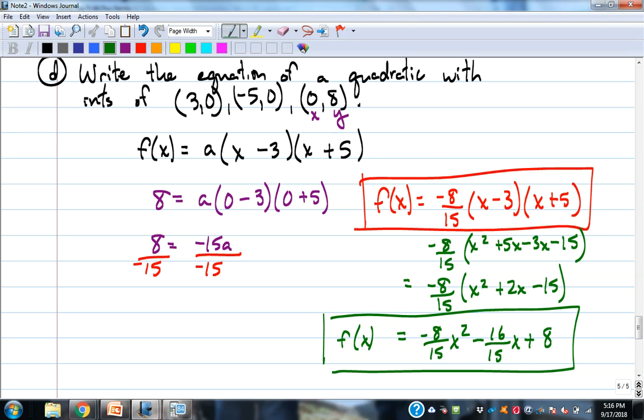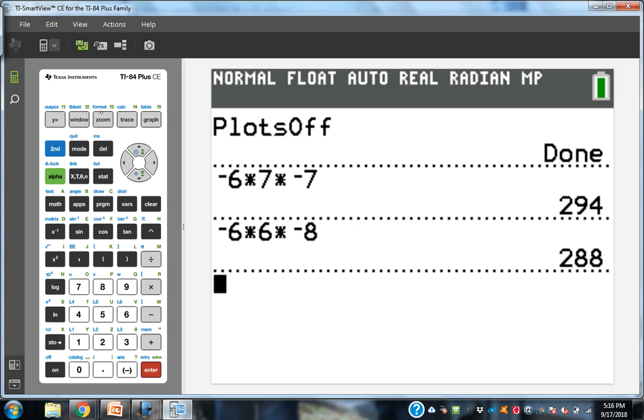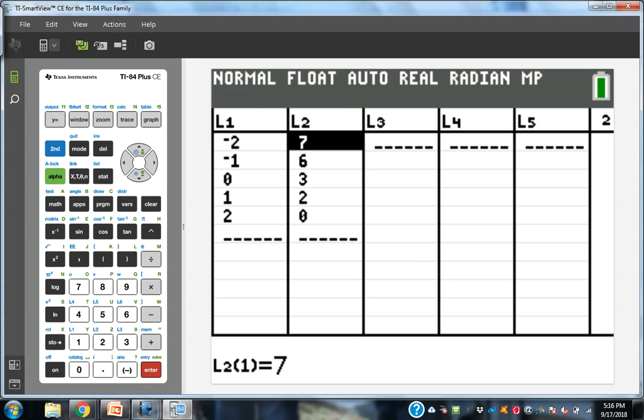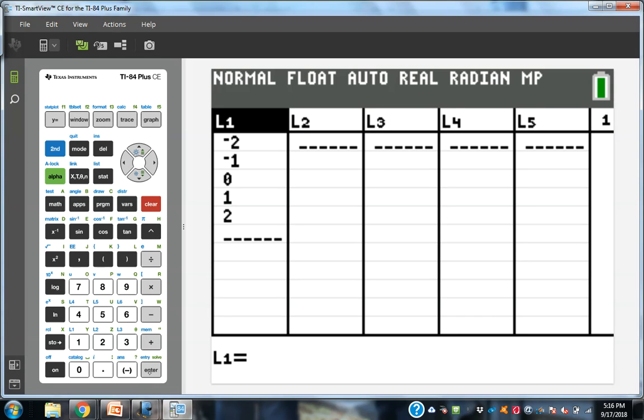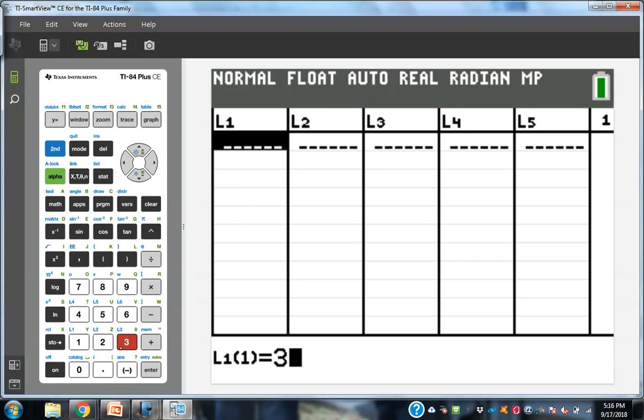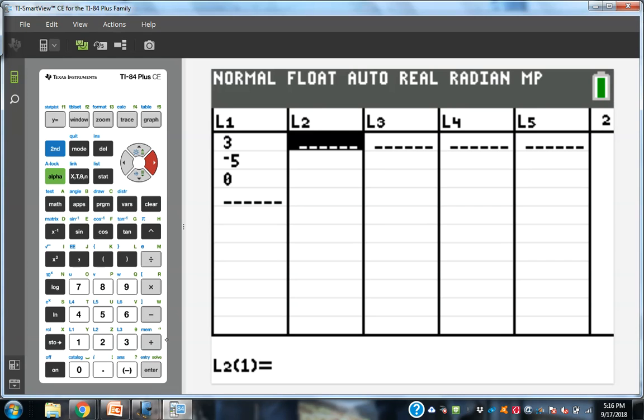Quiz-wise. I'll show you a way to get your calculator to help you. Okay. So stats, go to edit. I'm going to clear out these lists that I've got, and I'm going to put those three ordered pairs in that list. So my ordered pairs are 3, 0, negative 5, 0, and 0, 8. Just those three ordered pairs.